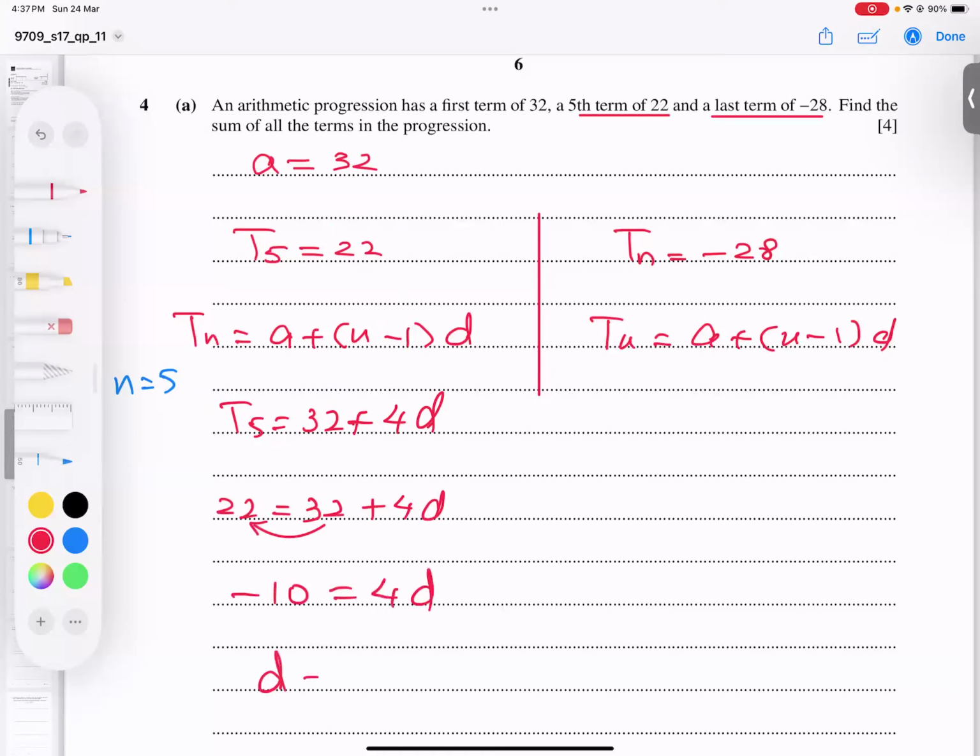And the common difference is negative 2.5. Okay, so we have done it, alhamdulillah rabbil alameen.